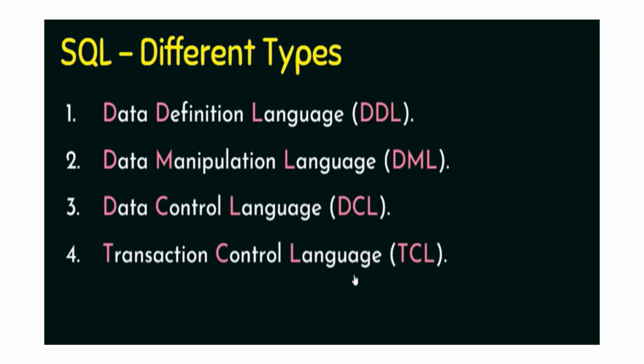The fourth type is transaction control language or TCL. These TCL commands are used to manage database transactions and ensure data consistency. Examples include commit, rollback, and savepoint. These are the examples for the transaction control language.